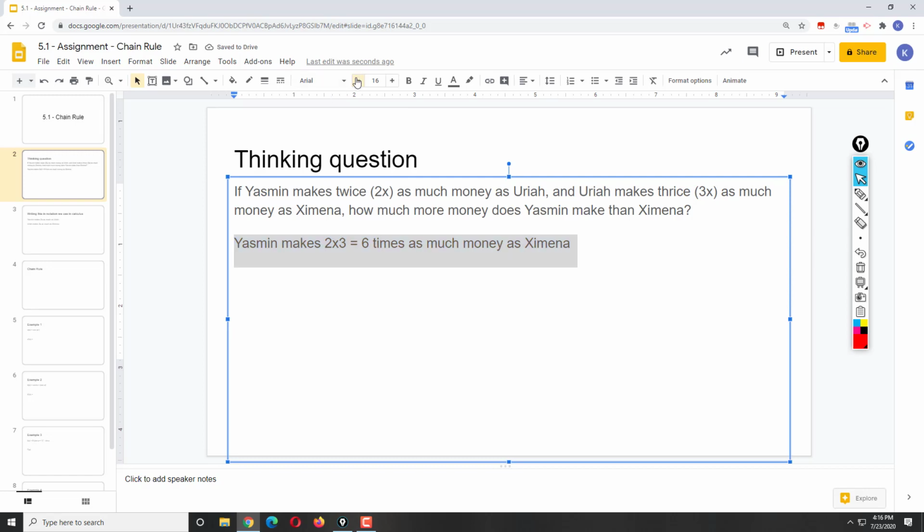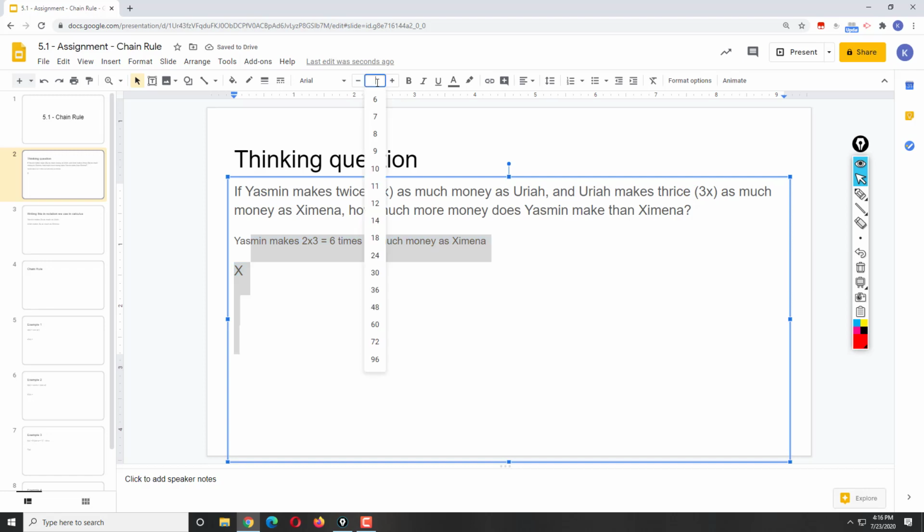For example, let's make the text smaller because we'll need the space. For example, if Jimena makes $10, well, Uriah makes 3 times as much. That means Uriah makes $30. And since Yasmin makes 2 times as much as Uriah, that means that Yasmin makes $60.